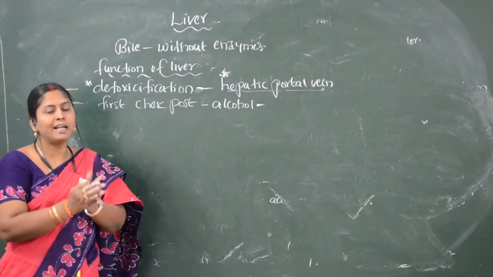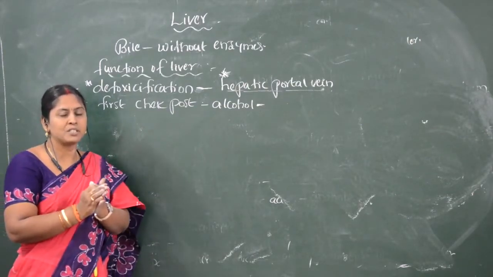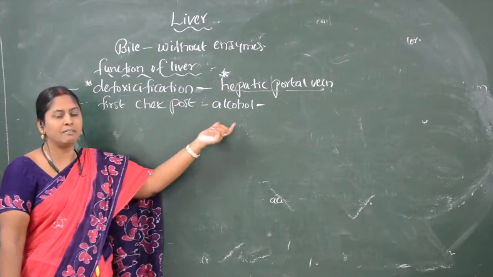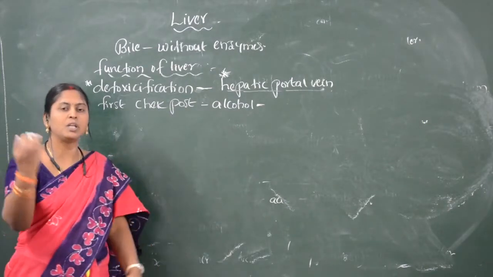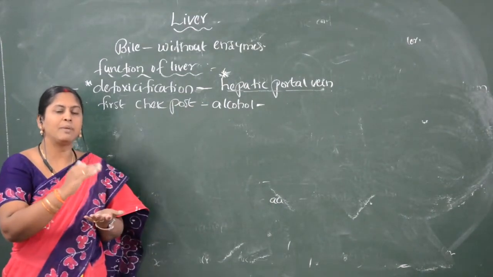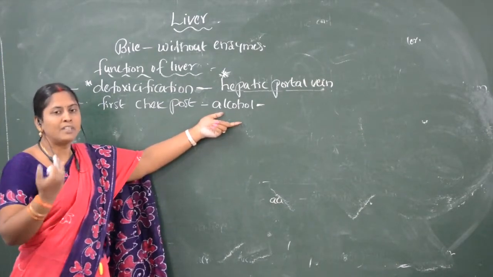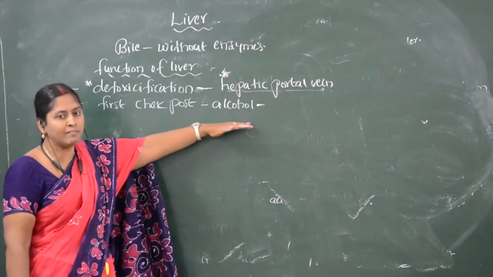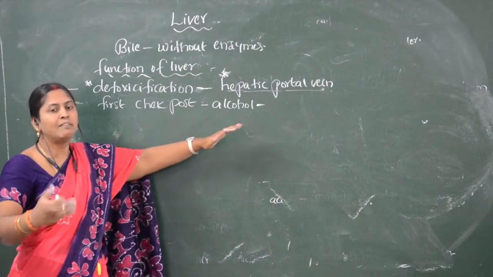Alcohol causes damage to persons, but which part does it damage? It damages the liver. Why? Alcohol will not directly enter the body. Before entering the body, it enters the liver. Inside the liver, the alcohol which damages the body is detoxified by the liver. But only a little alcohol can be detoxified. When the person is continuously drinking, a larger amount of alcohol cannot be detoxified by the liver. So in persons who consume alcohol, the liver is the first part damaged.